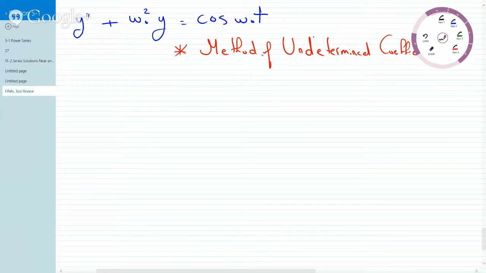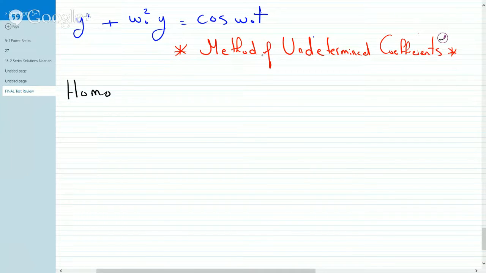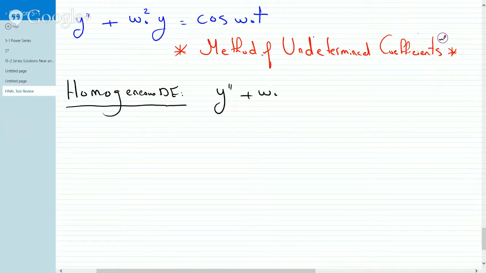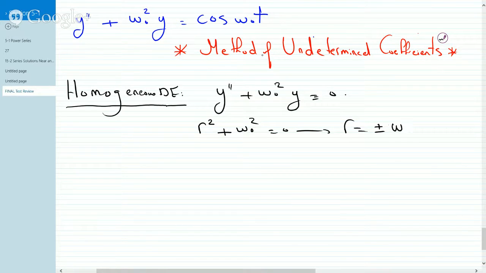So we set this homogeneous differential equation equal to 0. We find the characteristic equation just like we were doing on the previous one. R squared plus omega 0 squared equals 0, which makes R equals plus or minus omega 0 i.